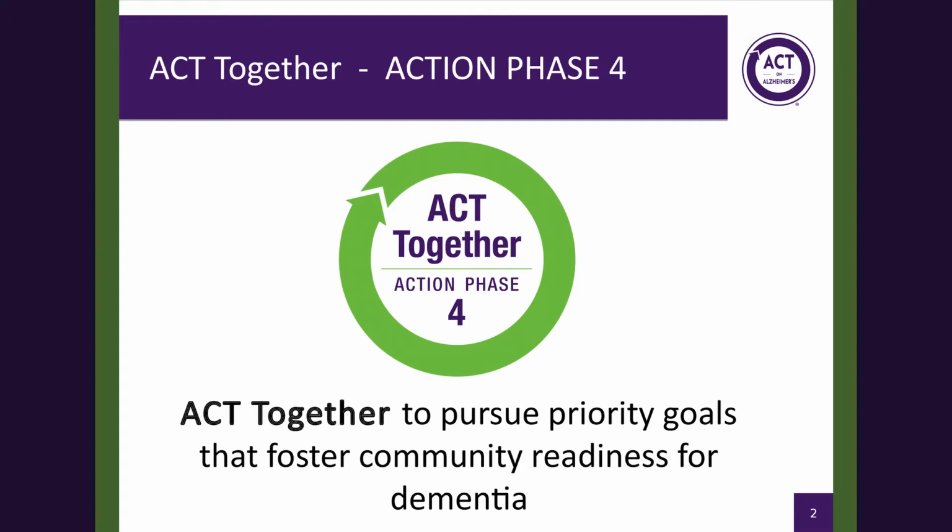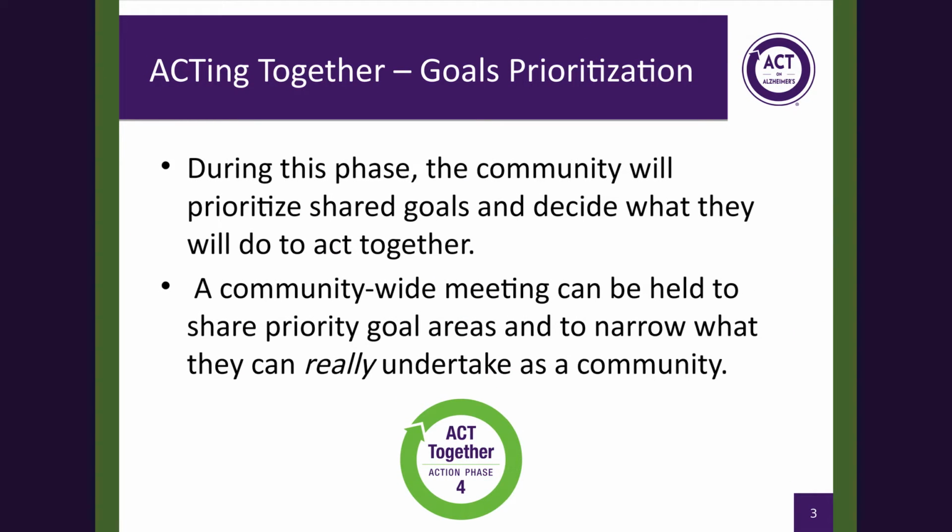Phase 4, Act Together, is the phase in the Action Toolkit where communities come together to pursue priority goals that will foster community readiness to support people with dementia and their family caregivers. During this phase, the community prioritizes shared goals and decides what they will do to act together. A community-wide meeting can be held to share priority goal areas and to narrow what a community can really undertake together. You won't be able to do everything, so having a good, effective prioritization process to filter those goals that are really the best investment and highest priority for the community is an important part of this process.